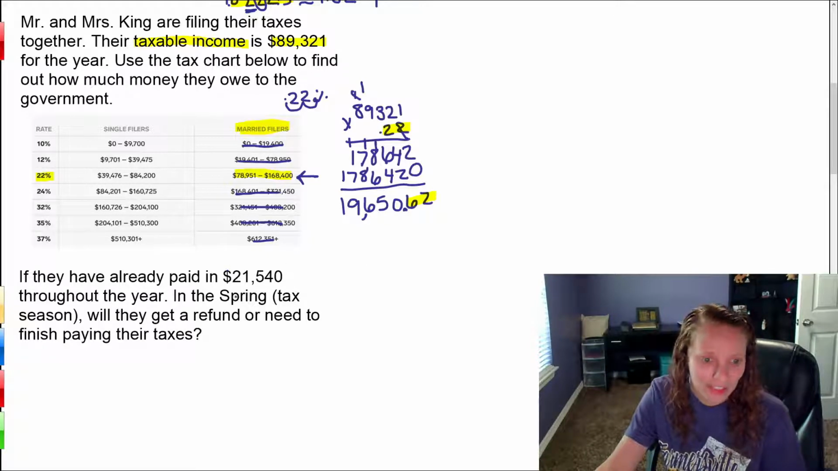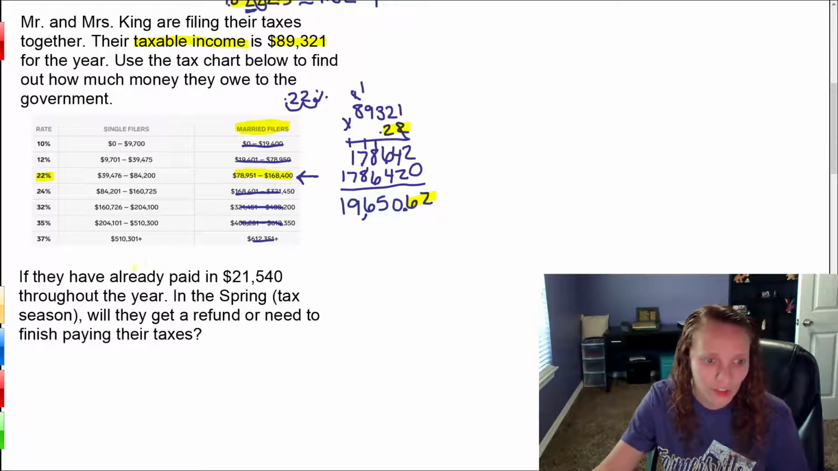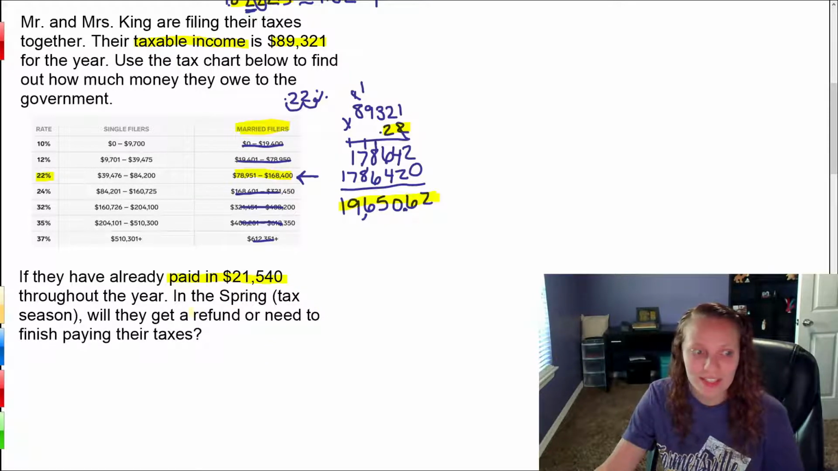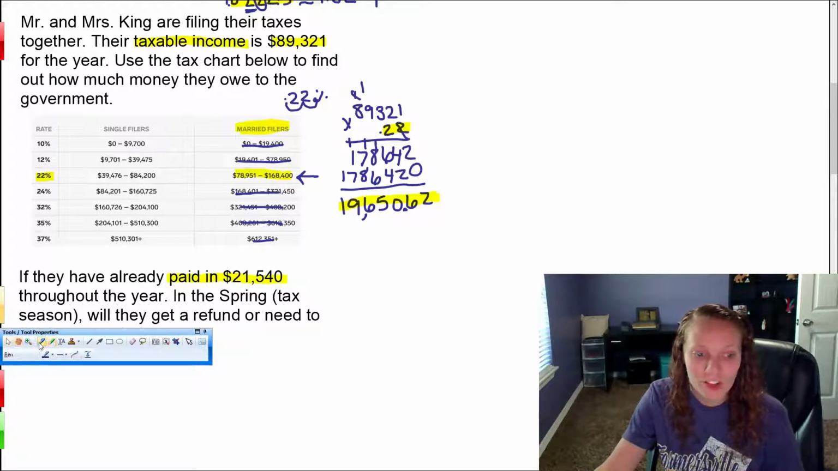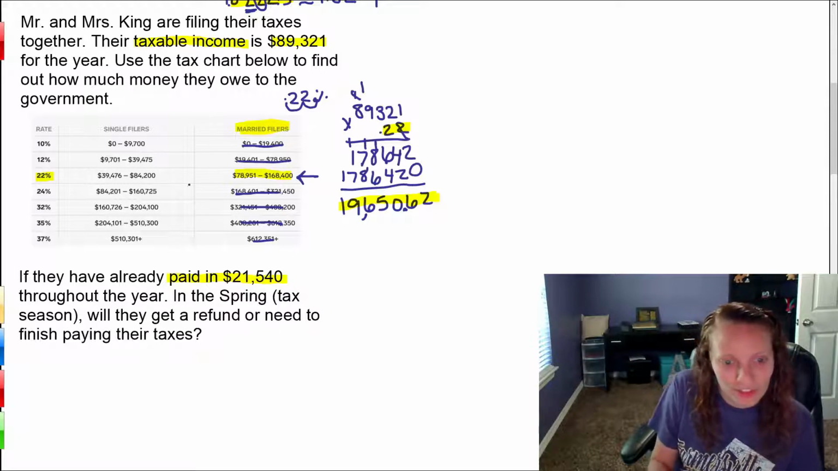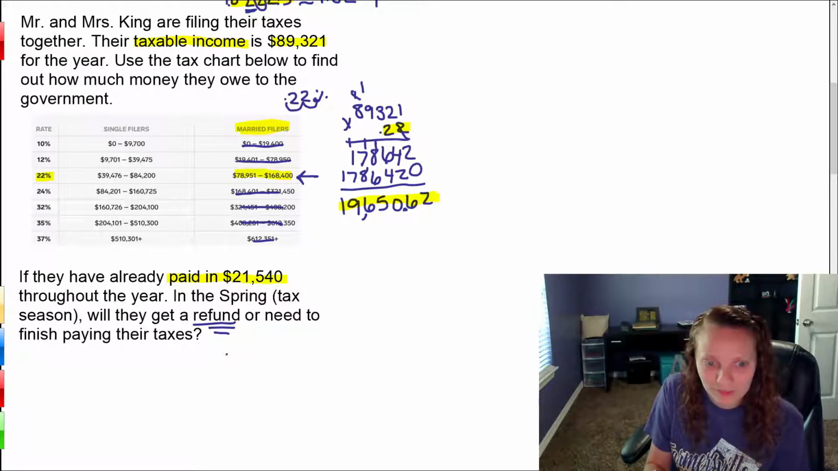They paid in $21,540. So throughout their working year, this is how much they sent into the government. But we just did the work, and we know that they're supposed to pay $19,000. So if you notice, they've paid in too much. So since they've paid in too much, they are definitely going to get a refund. And let's figure out how much of a refund they'll get back.